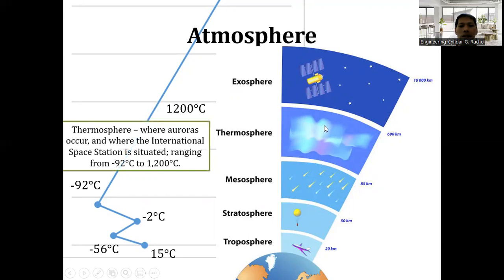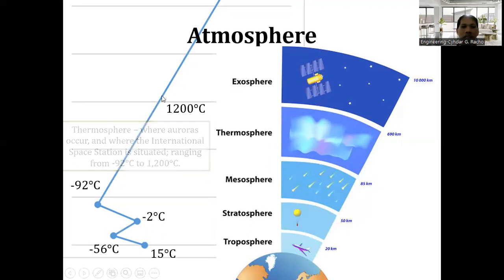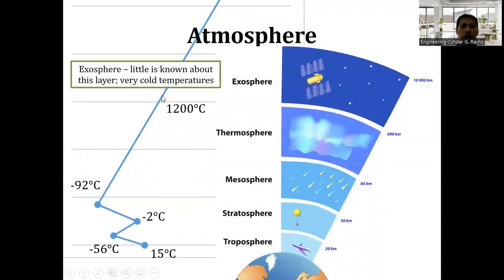And then the thermosphere. The thermosphere is where the auroras occur and where the International Space Station is situated, ranging from negative 92 to 1,200 degrees Celsius. In some other parts of the world, they are very fortunate to witness this aurora occurring. And then the exosphere, little is known about this layer, and it has a very cold temperature.